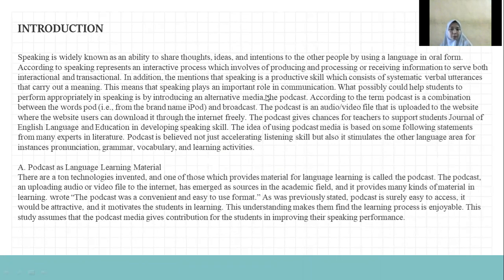And next, the introduction. Speaking is widely known as an ability to share thoughts, ideas, and intentions to other people by using a language. According to the speaking representation, it is an interactive process, which involves producing and processing or receiving information in interactional and transactional ways. In addition, they mentioned that speaking is a productive skill which consists of systematic units that carry out a meaning. This means that speaking plays an important role in communication.